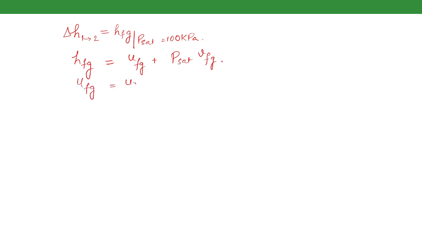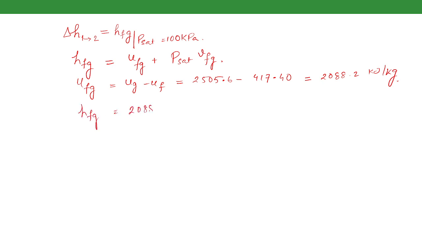ufg is equal to ug minus uf. So this is 2505.6 minus 417.40. These are the internal energies of the vapor phase and the liquid phase corresponding to a saturation pressure of 100 kPa. So this equals 2088.2 kilojoule per kg. So hfg can be written as 2088.2 plus saturation pressure of 100 kPa multiplied by the change in the specific volume, 1.6930. So this comes out to be 2257.5 kilojoule per kg. So this is one way to find it.